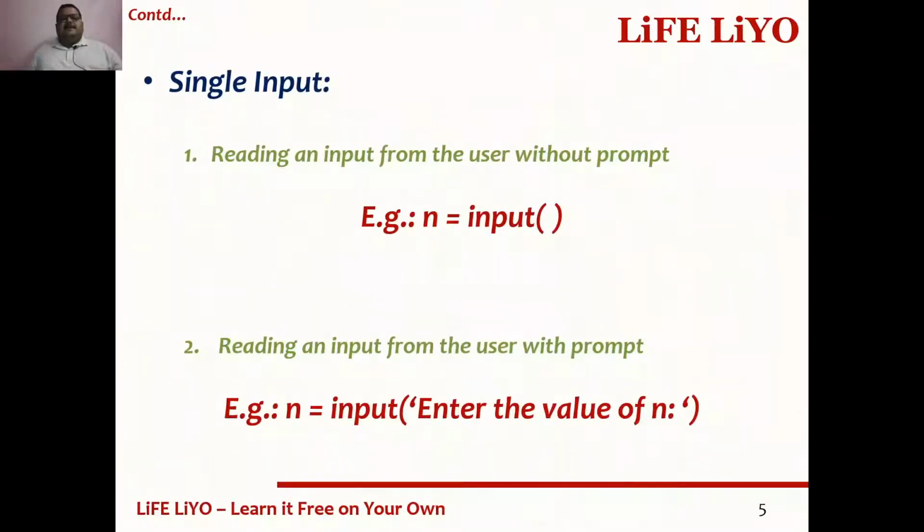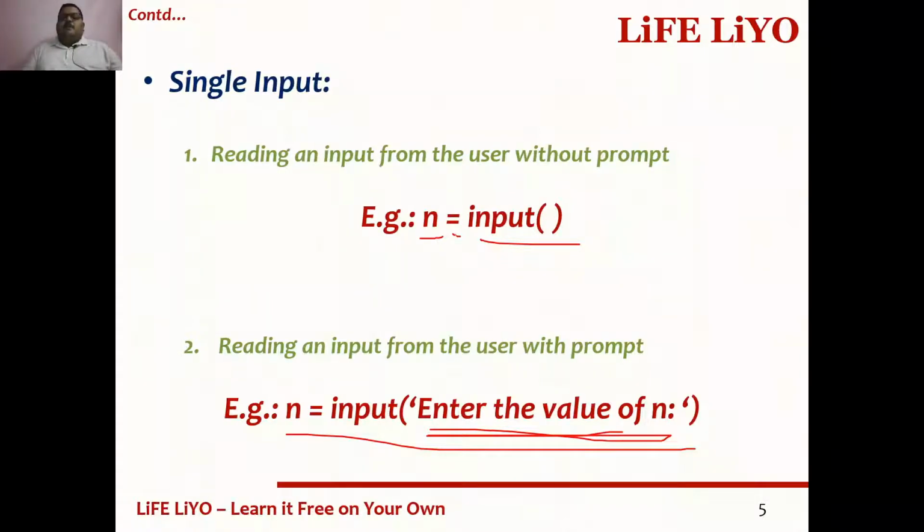Now look at here. If you want to read a normal variable value from the input function, then you can use variable name equal to input function. Or if you want to read an input from the user with the prompt, that is what this one. Simple, n equal to input of double quotes and the prompt message you want to give.